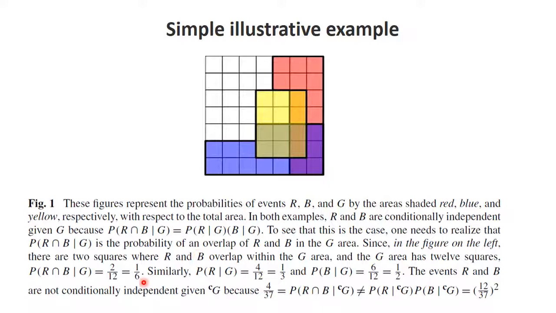However, if we now take the complement of the yellow, that means everything that's not a yellow square, then this no longer holds. You can do a simple counting and calculation for that, and you'll find that indeed the conditional independence no longer holds. So again, it's very important to be careful with making such assumptions.